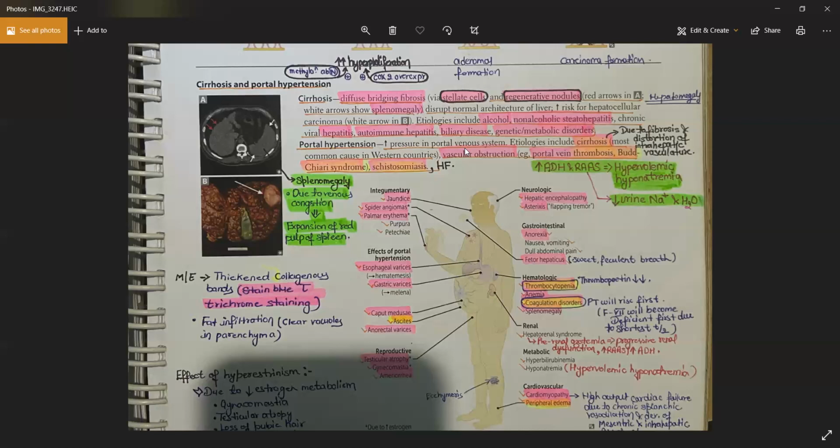Ascites will lead to a loss of volume, which leads to activation of RAS. More RAS means more ascites, means more RAS. Okay, so this is how the ascites happens in the portal hypertension.